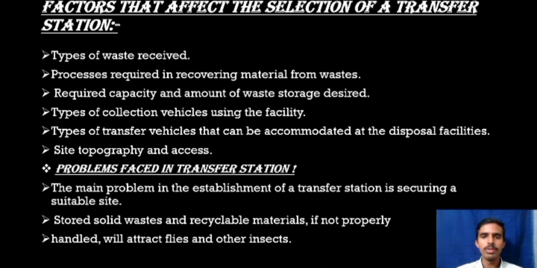Now, the problems faced in transfer stations. The main problem in the establishment of transfer stations is securing a suitable site. Storage of solid waste and recyclable material must be done properly so that it does not react with the environment. Flies and other insects must be avoided so that they don't react with the waste and produce any diseases further.